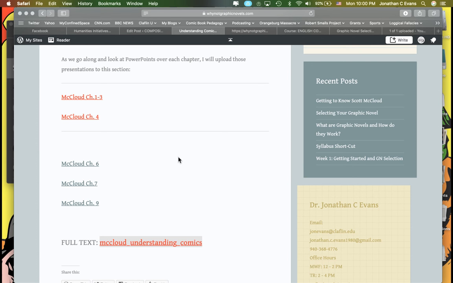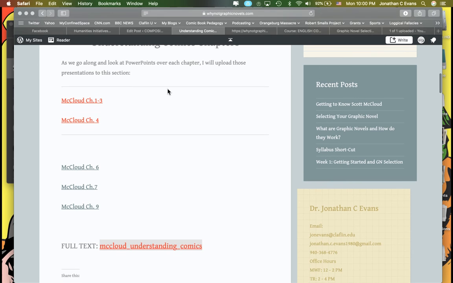And this will hopefully provide you an avenue and an opportunity to gain some experience in the reading of graphic novels before you then actually jump into it yourself with the graphic novel that you're going to select and then do your research around.